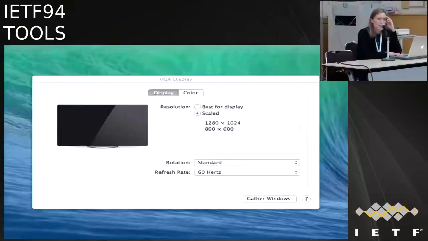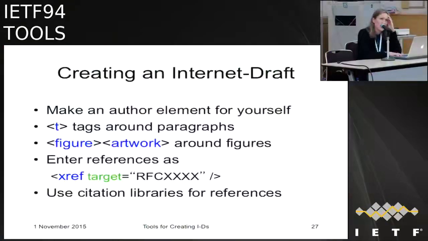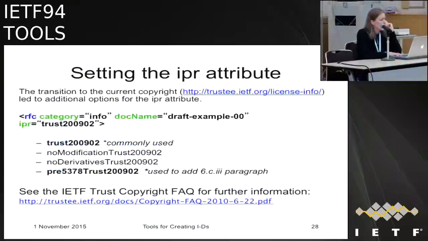So one question that comes up a lot for people working on XML RFC is, what am I supposed to do with the IPR attribute? Generally, trust 2009-02 is the most commonly used one. Then this pre-5378 trust 2009-02 is the one that adds an extra paragraph that has to do basically with if your text relies on old RFCs. And I recommend looking at the FAQ available from trustee.ietf.org. And all the license info is on that site.